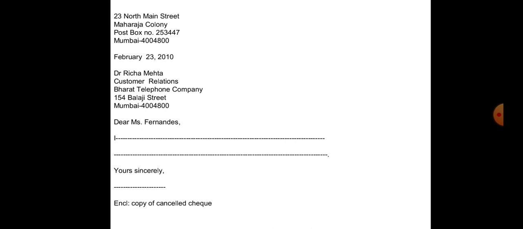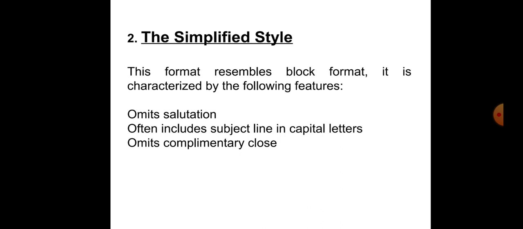So this is the way to write a business letter by using block layout format, and I hope you guys have understood this block layout format thoroughly. Moving on to the next one, that is the simplified style.